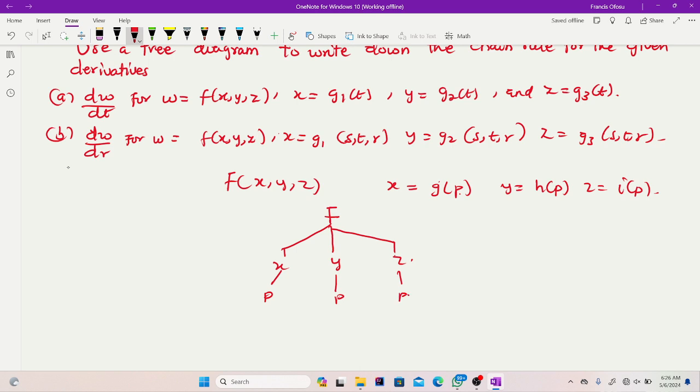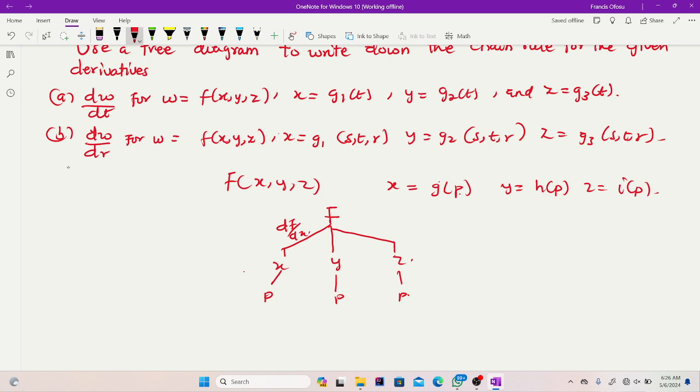Alright. If you want to find the partial derivative of f with respect to p, what you do is, as you are drawing the tree diagram, once you write your f, you write your variables x, y, and z. Then, since x, y, and z contain p, the next thing to do is, from f to x, you write the partial of f with respect to x.